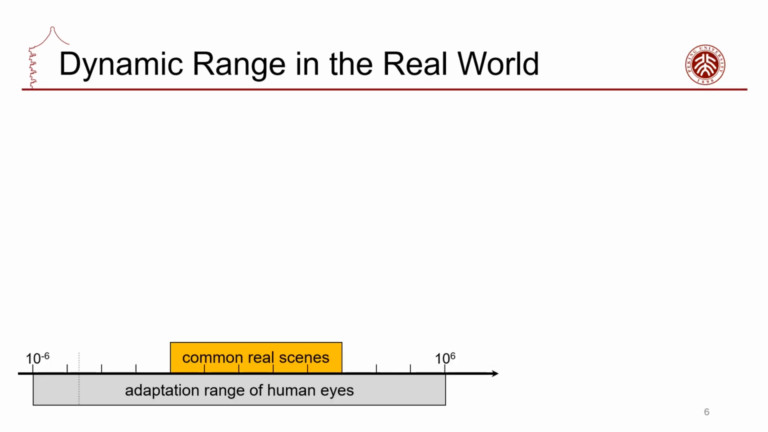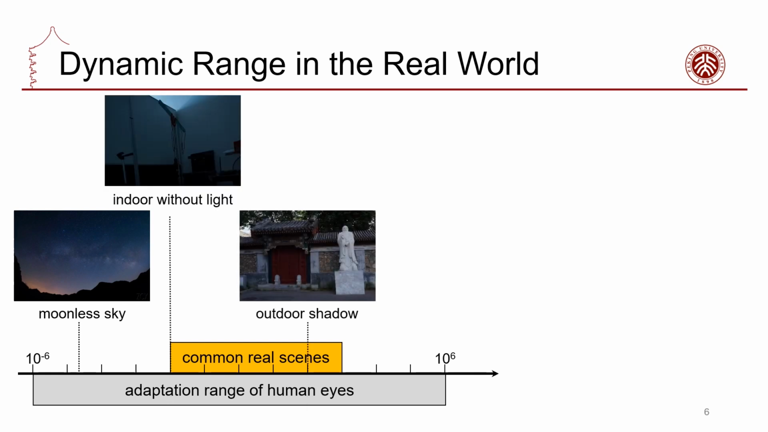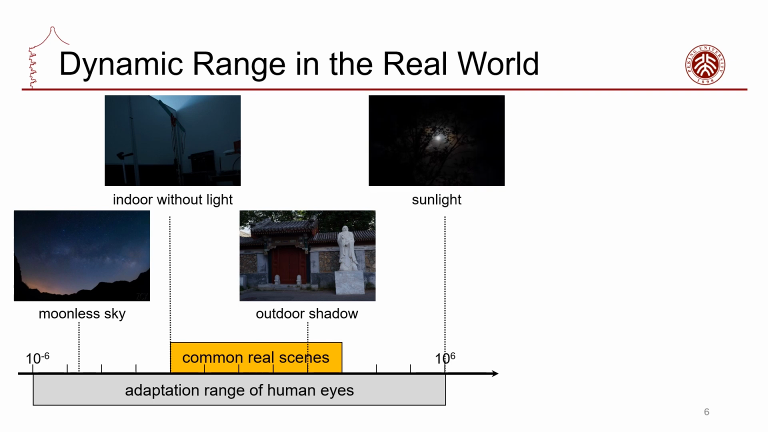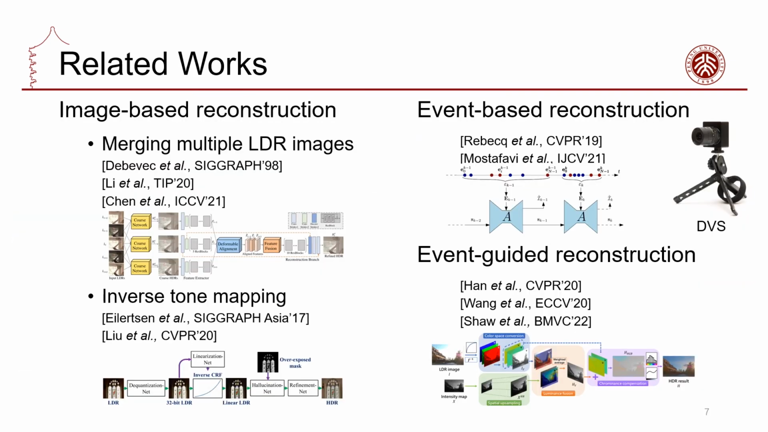The dynamic range of the real world spans a wide range of light levels. Scenes with a large range of light levels cannot be captured together in a single image, which implies that the dynamic range covered by a single image is limited. There are works handling high dynamic range imaging from the following four perspectives. However, each has its limitations.